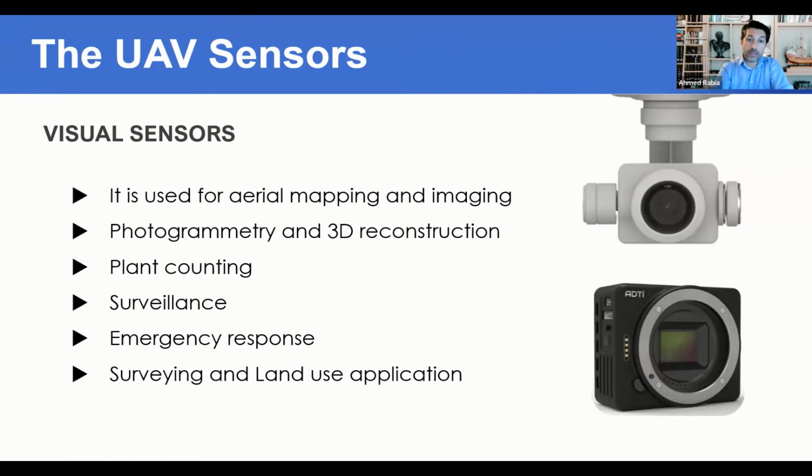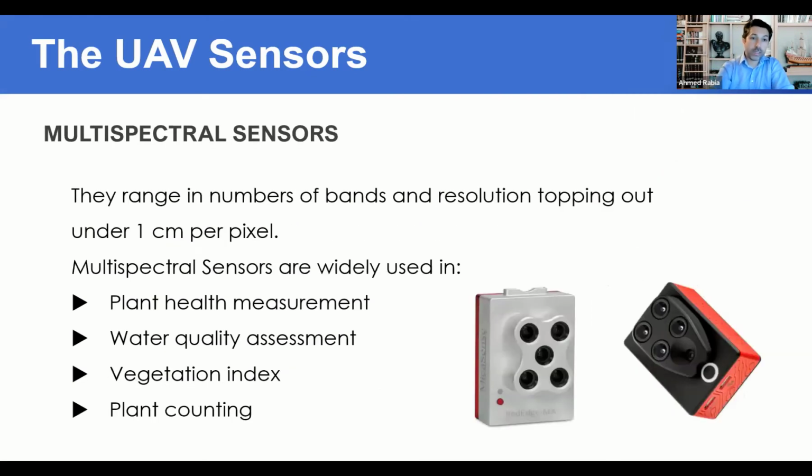But the limitation in this case is that you have only 3 bands, the blue, green, and red bands. So in this case, you cannot calculate many indices based on these 3 bands. That's why in this case, we go to the multispectral sensor.